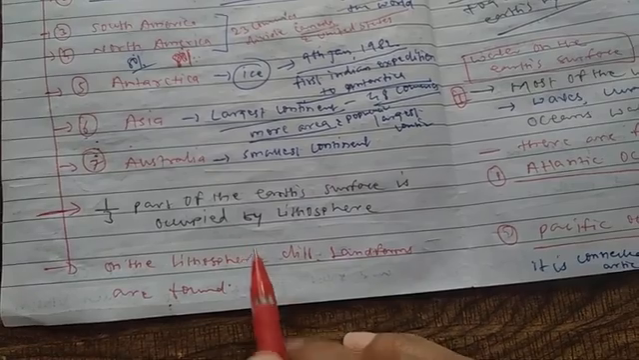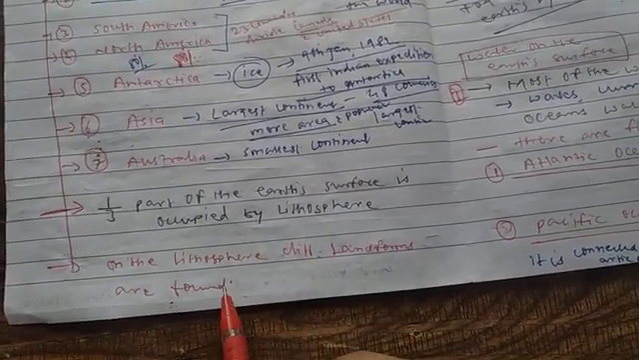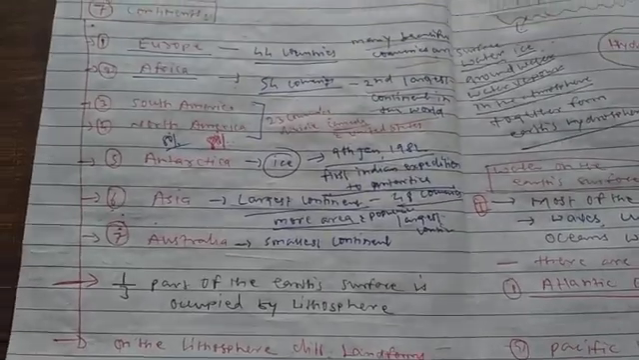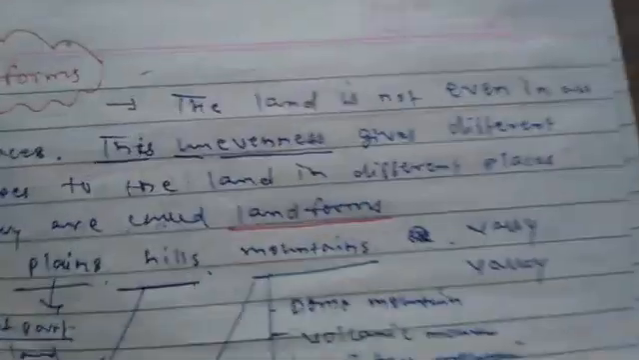Lithosphere is one third part of the Earth. On the lithosphere, different landforms are formed. I have shown you that different landforms are there. Somewhere I showed you that plains are there. First, understand what landforms are.